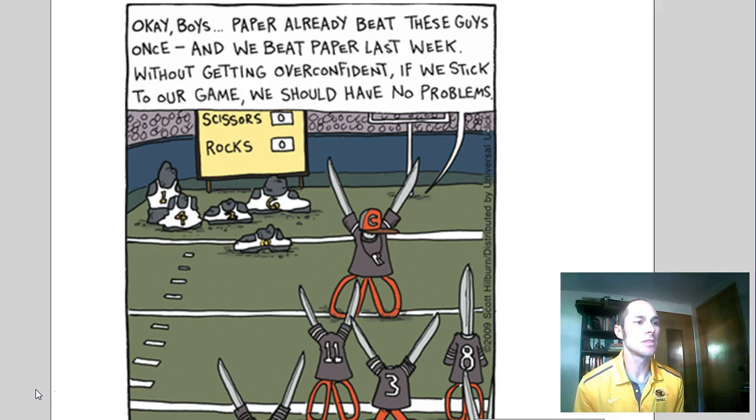So now this comic illustrates a property that we'll be taking a look at. It's known as the transitive property. The transitive property kind of goes like this. Paper beat rock, scissors beat paper. Therefore, since scissors beat paper and paper beat rock, scissors should beat the rock. Okay, so that's the transitive property. Even though it doesn't apply here with rock, paper, scissors, it is a property that we will be taking a look at.